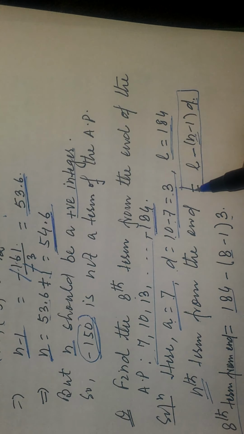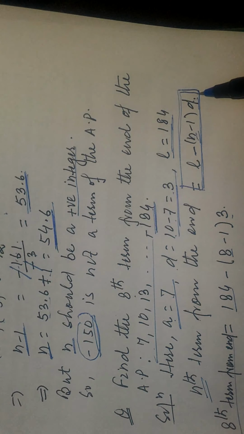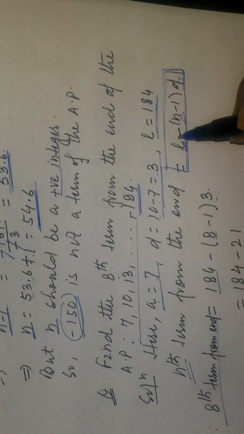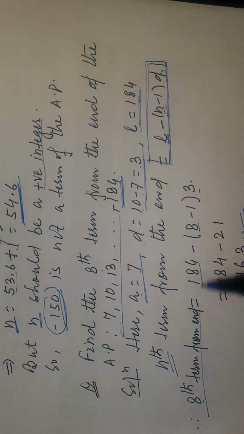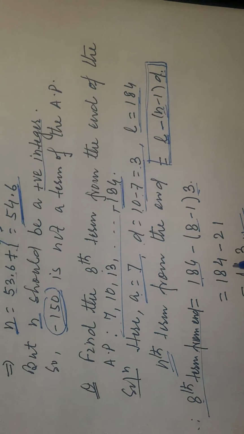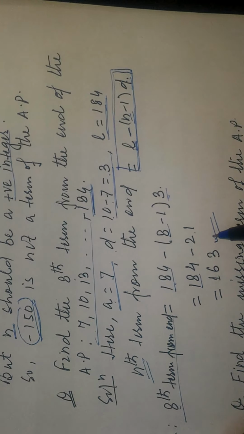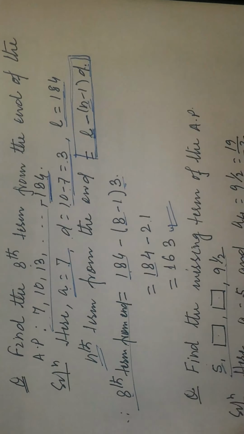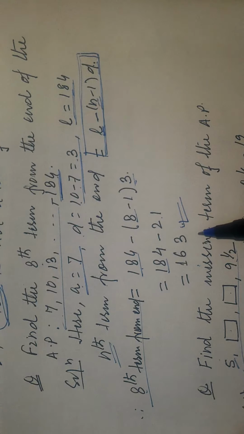Now you will be using the formula for finding out a term from the end. The term from the end, what is the formula? L minus (n minus 1) into d, where L is the last term. So for the 8th term from the end, we'll replace n by 8. And d we already have. Last term also we have. So 184, 7 3s are 21. So it gives you 63. So we'll say that the 8th term from the end is 163.